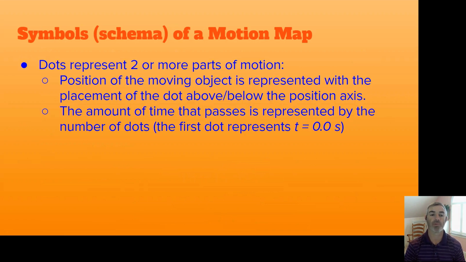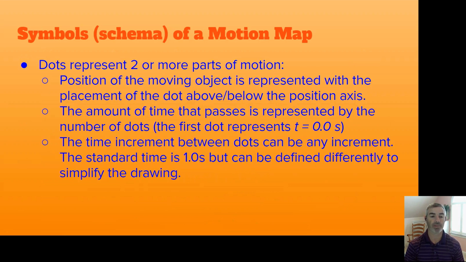So the time is represented by the number of dots. The first dot always represents time equals 0 seconds. So that means each succeeding dot represents some increment of time. The time increment between dots can be any time increment. The standard time is 1 second, but can be defined differently to simplify the drawing. So for example, if an object's moving for 20 seconds, we can simplify that and say each dot represents 4 seconds, so we don't have to draw a whole bunch of dots.